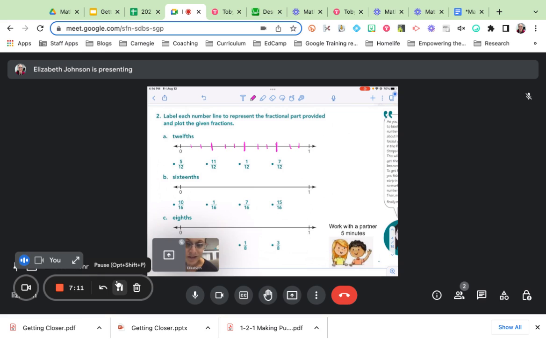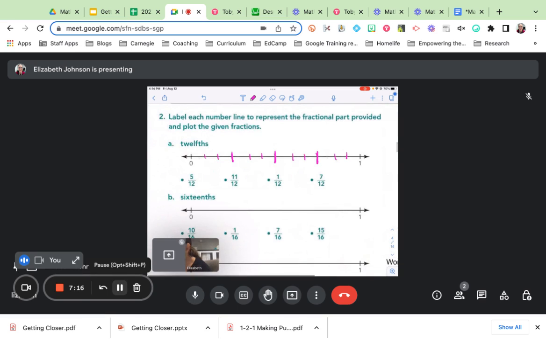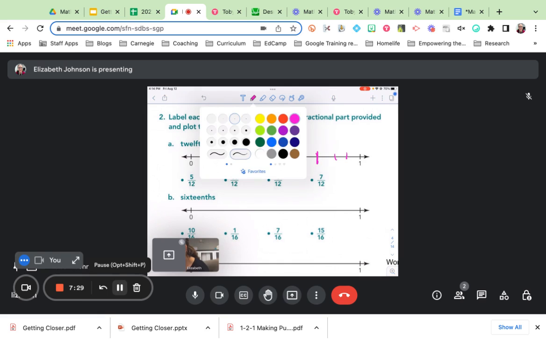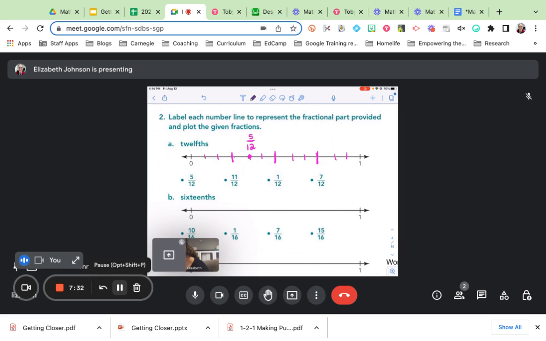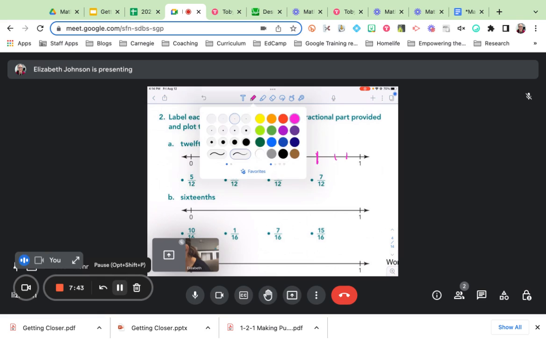Now that you've tried these number lines a little bit on your own, let me show you my process. My first step, for example, working with the twelfths, is just to divide the number line into 12 pieces. Once I've divided it into 12 pieces, it's easy to count to locate each fraction that I'm supposed to represent. 1, 2, 3, 4. Oops, that's the wrong one. Hang on. Let me move it. Now we'll get it in the right spot.